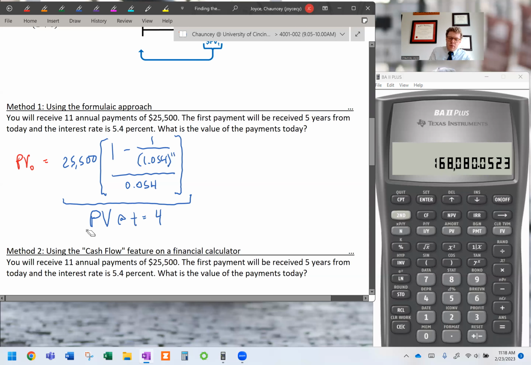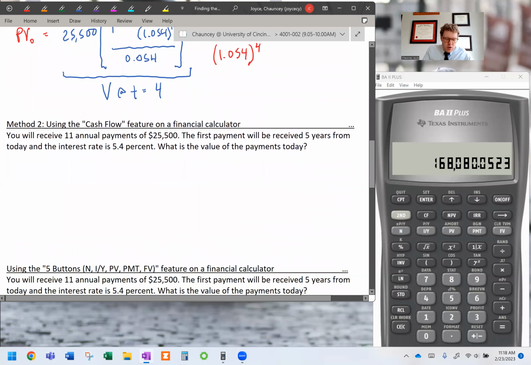So instead of focusing on present value, we'll just call it value at time 4. And then this entire piece here needs to get discounted 4 periods. So you can just multiply that by 1 over 1.054 to the 4th. And here is the most common mistake: treating that as a 5 as opposed to a 4.